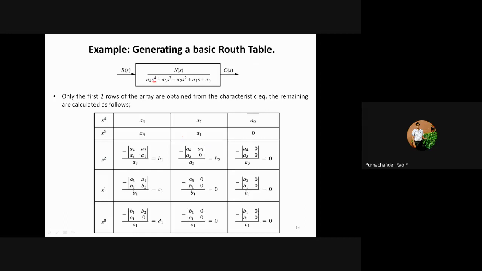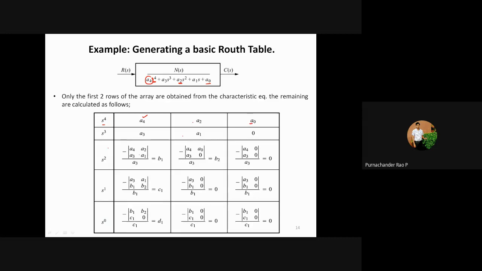So this is your characteristic equation. We need to consider here s power 4, and the coefficient of this s power 4 is a4. So here I will write a4. Then I will leave the next term and consider the s power 2 term, which is going to be a2. Then I will leave it and choose another term, which is a0.